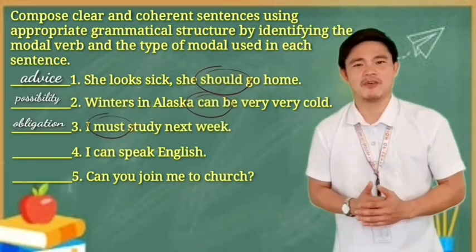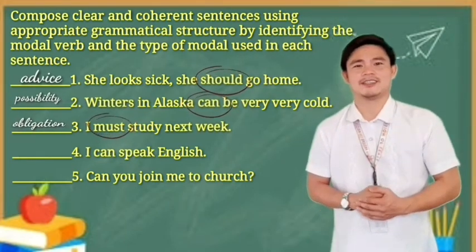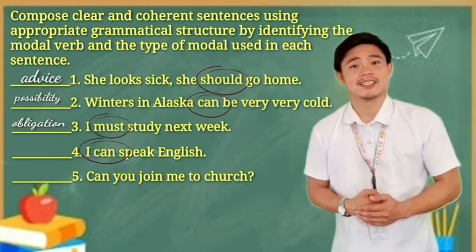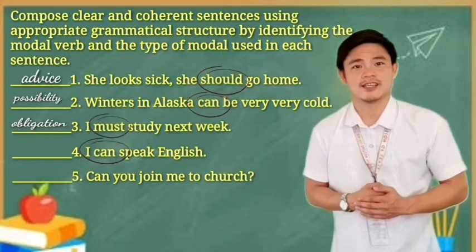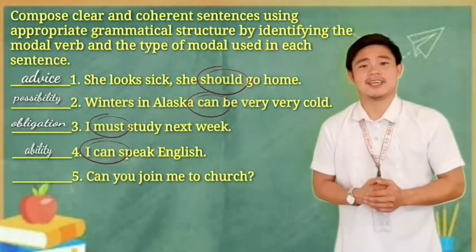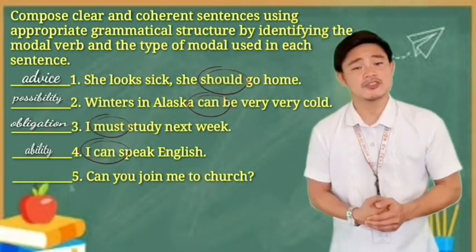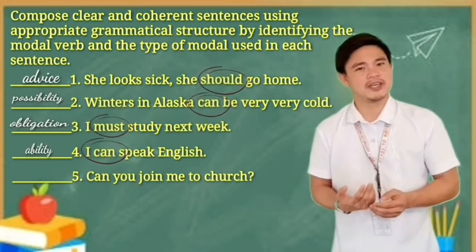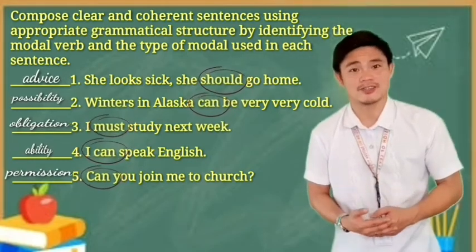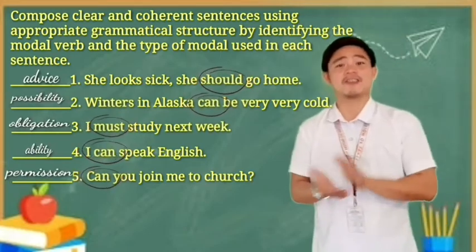Next, sentence number 4. I can speak English. The modal verb is can, and can expresses ability. So the type of modal is ability. And for sentence number 5, can you join me to church? The modal verb is can, and the type of modal is permission. Okay? Very good. Very good, kids. Congratulations.